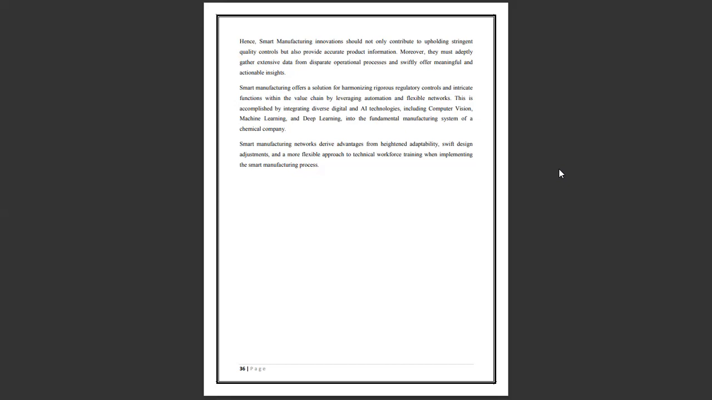Smart manufacturing offers a solution for harmonizing rigorous regulatory controls and integrating functions within the value chain by leveraging automation and flexible networks. This is accomplished by integrating diverse digital and AI technologies, including computer vision, machine learning, and deep learning, into the fundamental manufacturing system of a chemical company. Smart manufacturing networks derive advantages from heightened adaptability, swift design adjustments, and a more flexible approach to technical workforce training when implementing the smart manufacturing process.